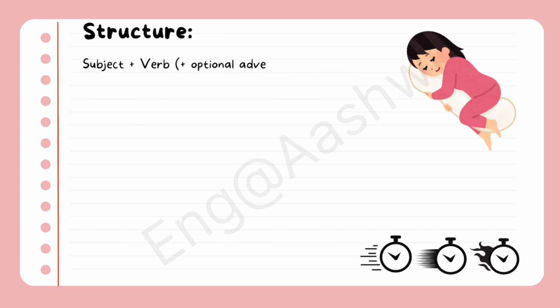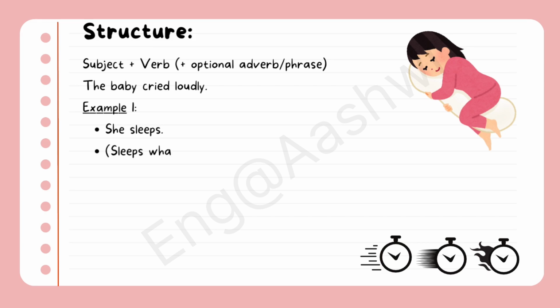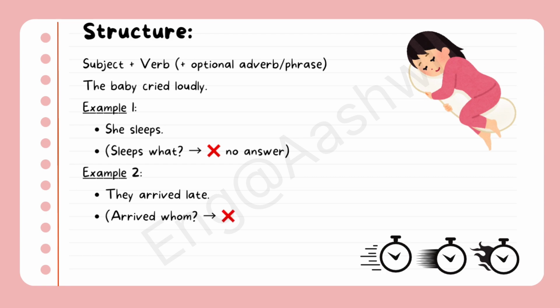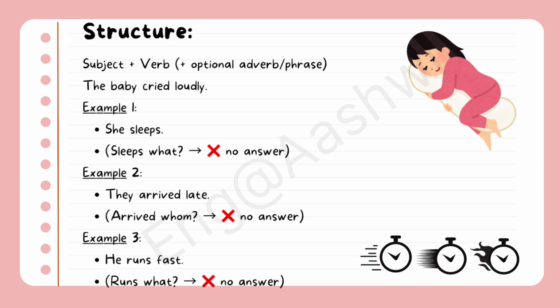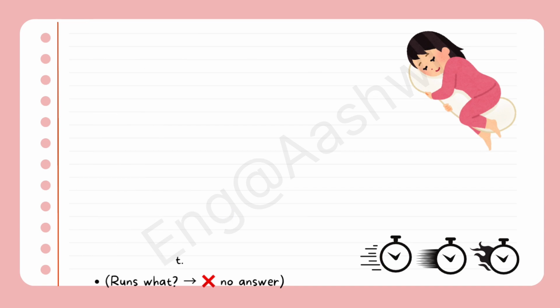The structure for the same is subject plus verb, or you can add any adverb or phrase if you want to. The baby cried loudly. She sleeps. Sleeps what? So we don't require any object after this. They arrived late. Here also nothing is required. It itself is a complete sentence. He runs fast is a complete sentence. So runs what? Nothing. No object is needed.